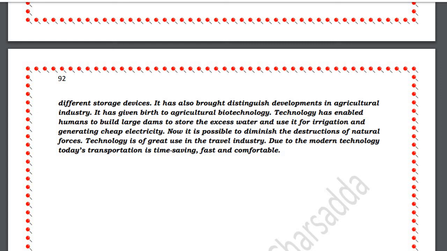Technology is of great use in the travel industry. अब नक्लो हरकत के मैदान में भी, सनत में भी इसका एक बहुत ही अहम किरदार है, बहुत ज़्यादा ये इस्तेमाल होती हैं. क्लियर? Due to the modern technology today's transportation is time saving, fast and comfortable. Clear? Dear students, this is the end of our today's lecture.